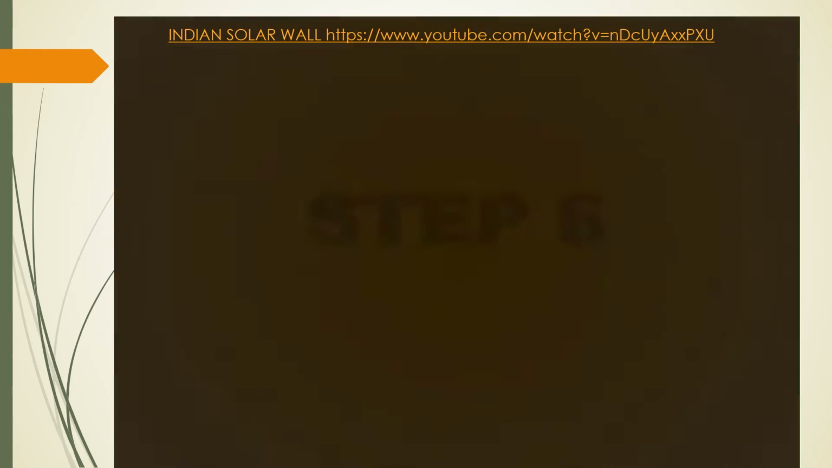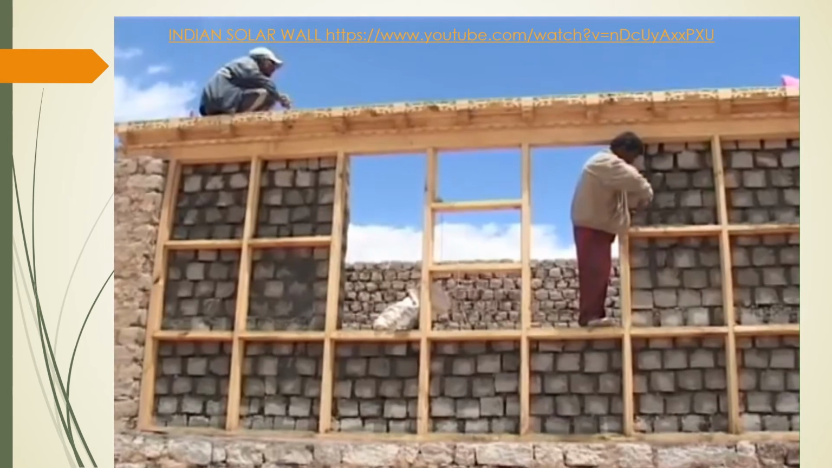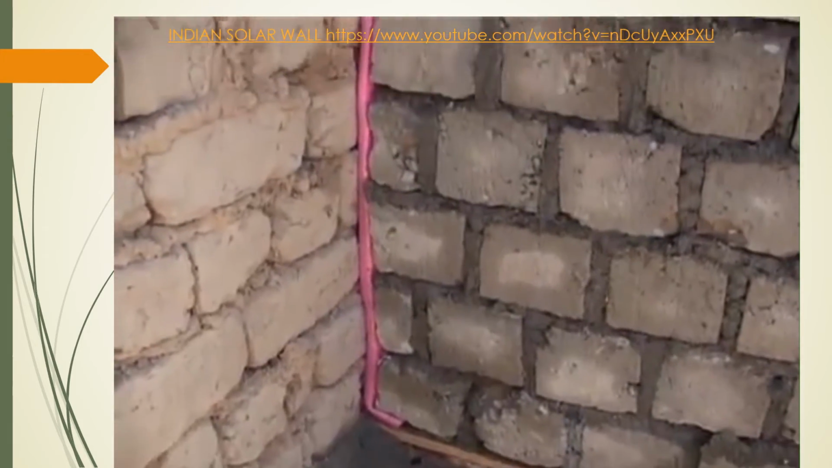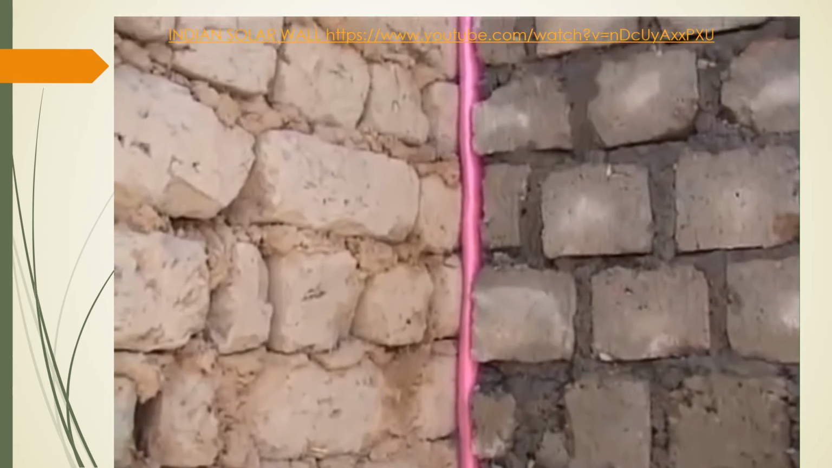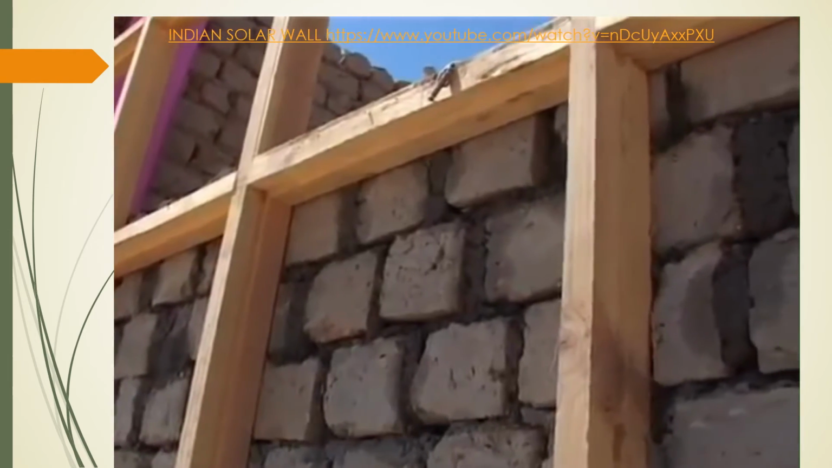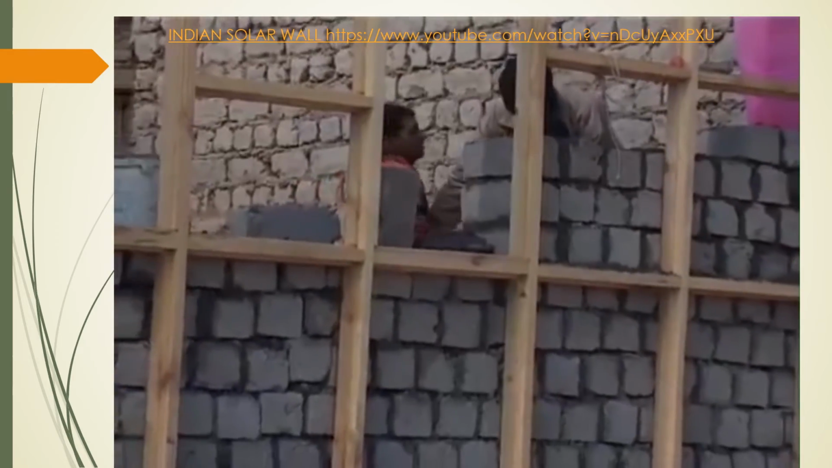Step 6. Fill the space between the bricks properly with mortar and make sure there are no air gaps. Air gaps will cause heat loss and reduce the performance of the solar wall significantly. For the same reason, there should be no gap between the solar wall and the window frame.